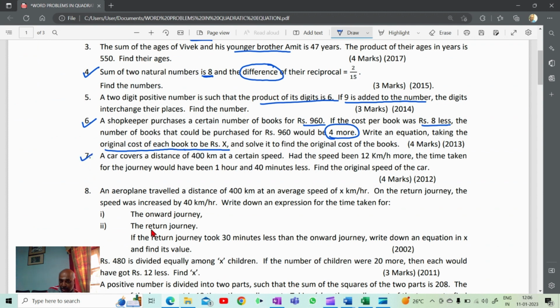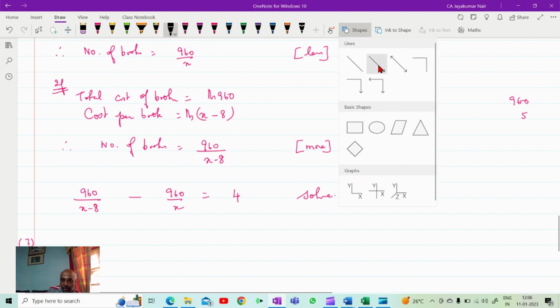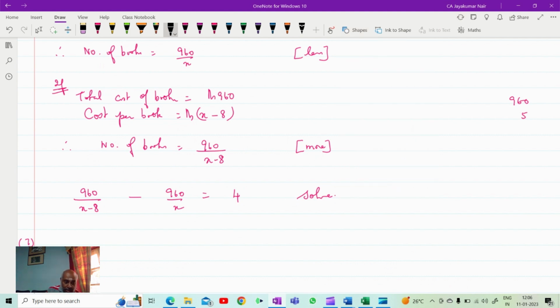The last question, I'm going to work out this. A car covers a distance of 400 kilometers at a certain speed. I don't know what the speed is. So I presume I will take this to be the distance. And what is the distance? Distance is 400 kilometers. And speed, they have not given, at a certain speed. So I'm assuming let speed be equal to x kilometers per hour.